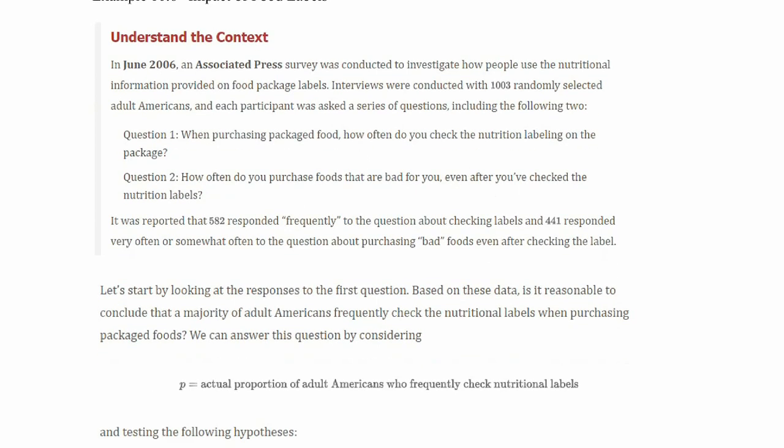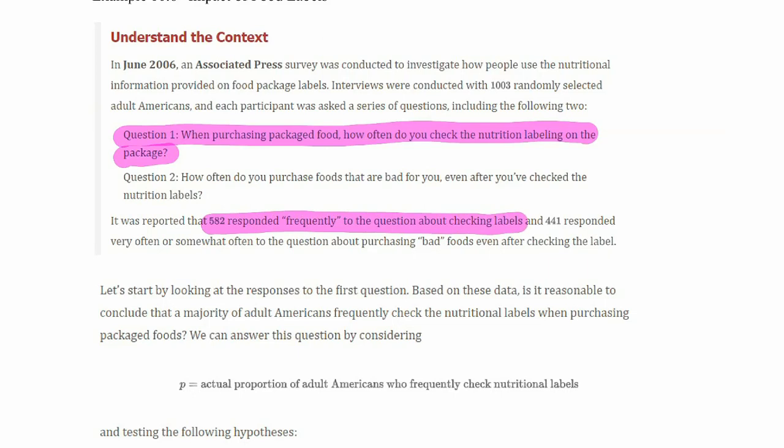Let's start by looking at the responses to the first question. Based on the data, is it reasonable to conclude that a majority of adult Americans frequently check the nutrition labels when purchasing packaged foods? So here's our first kind of hypothesis test question. And then here's the actual question. Based on the data, is it reasonable to conclude that a majority of adult Americans frequently check the labels?